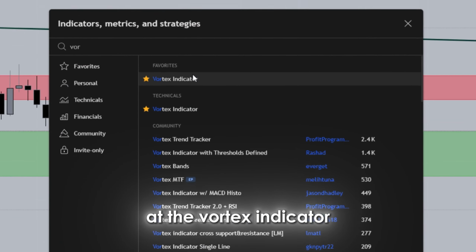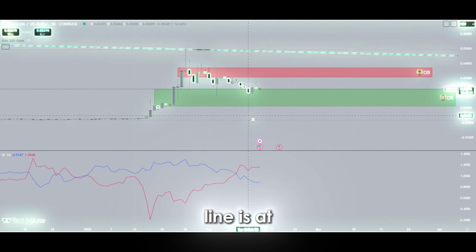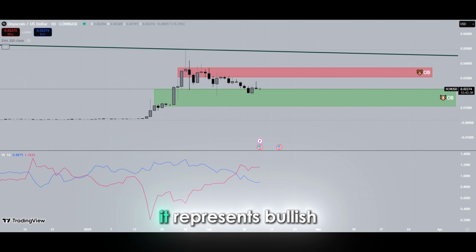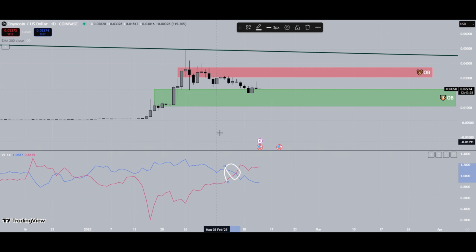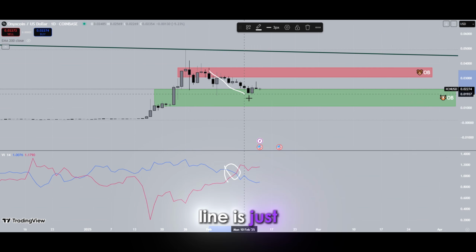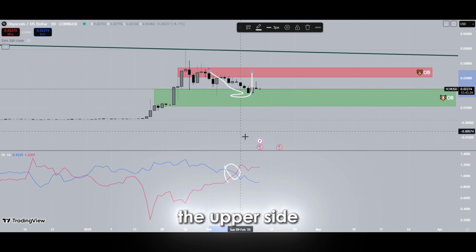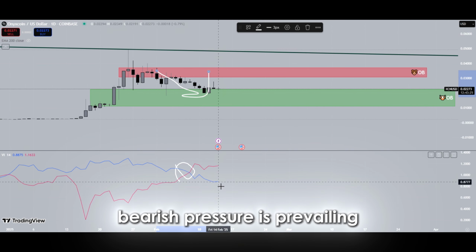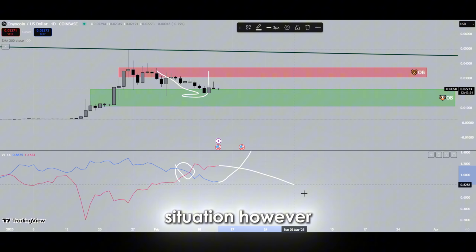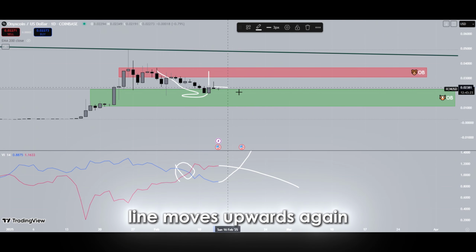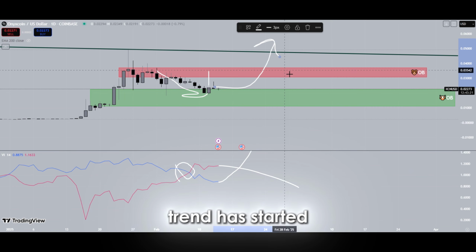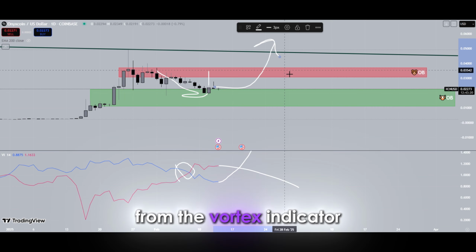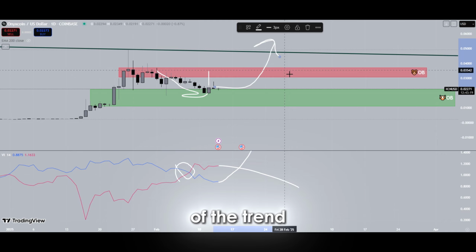When we look at the Vortex indicator, we see that when the blue line is at the top, it represents bullish, and when the red line is at the top, it represents bearish. At the moment, we notice that the red line is just now moving to the upper side. This suggests that bearish pressure is prevailing in the current situation. However, if the blue line moves upwards again and moves above the red line, we can say that the uptrend has started. From the Vortex indicator, we can thus learn the direction of the trend.